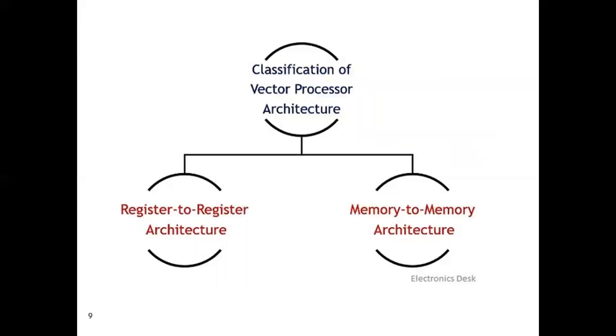Now the classification of vector processor architecture. There are two classifications of vector processor architecture. These are register to register architecture and memory to memory architecture.